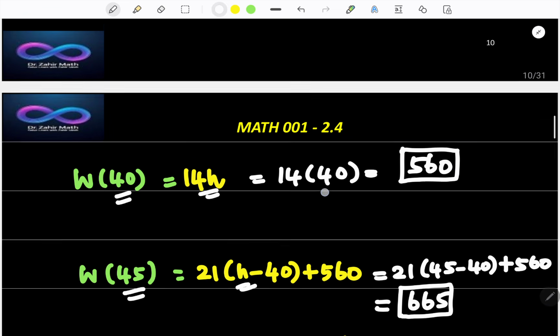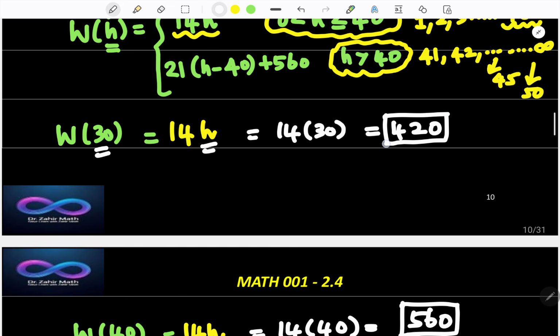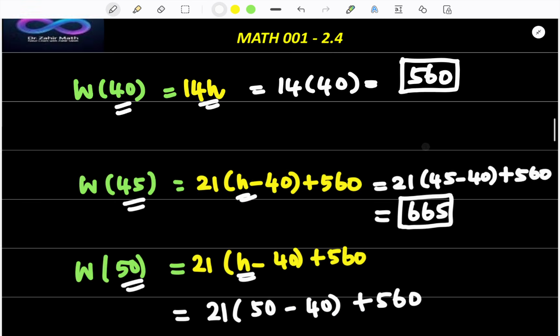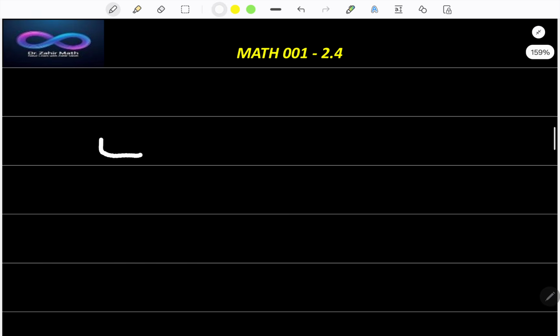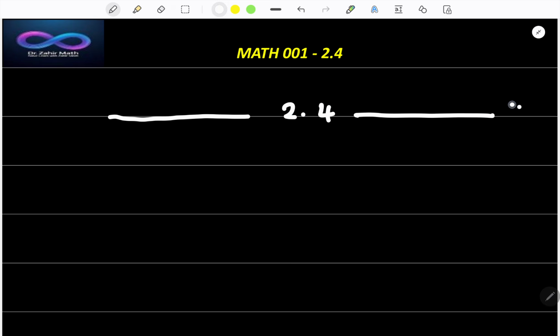It's only 3 questions you are going to study. Clear all of you? How many questions are you going to study? Only 3 questions. So the first 2 questions, you are going to find the equation of a straight line. And the third question, you are going to put the values in the function. So this finishes Exercise 2.4. Clear all of you?